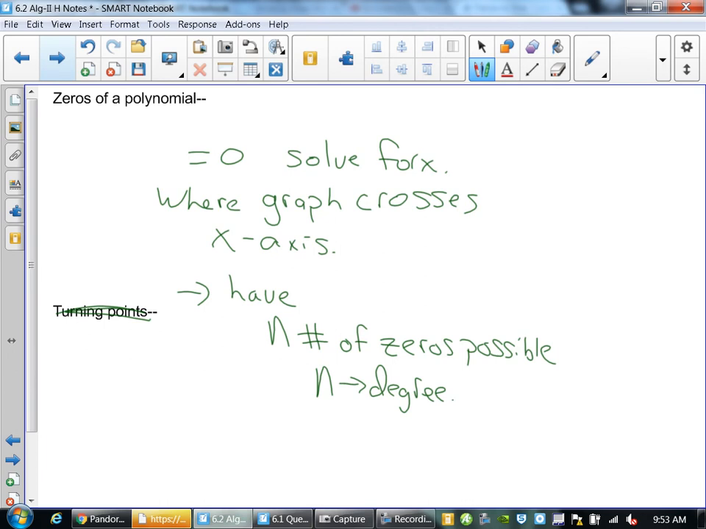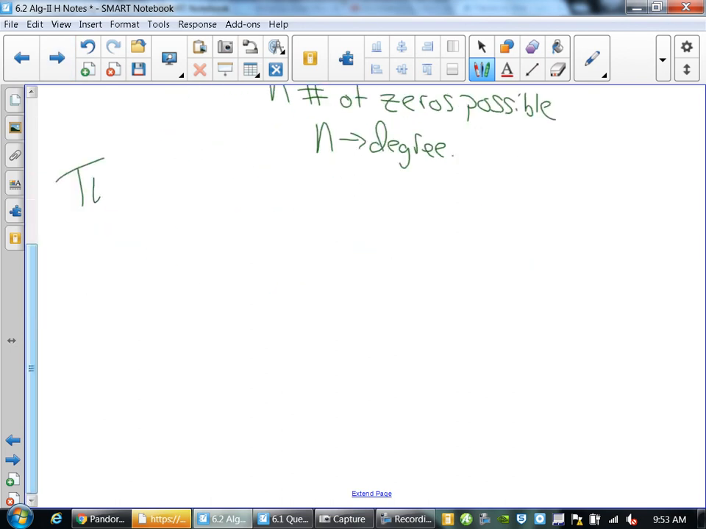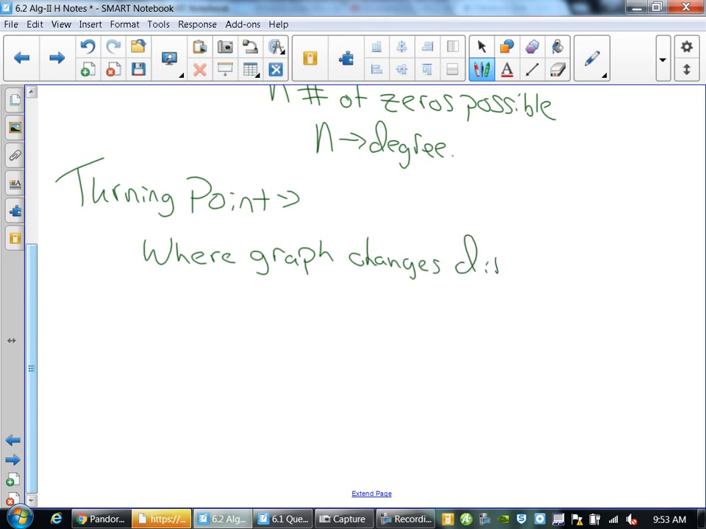4, and so on. This idea of what's called a turning point. A turning point of a polynomial is where the graph changes directions. And you can always have up to n minus 1 turning points.